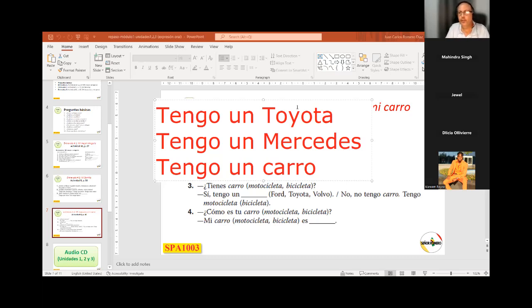Ok, Joel. Joel, ¿tienes un carro? ¿Cómo? ¿Perdón? Just a minute. Tengo un rojo carro. Wait, 1 second.